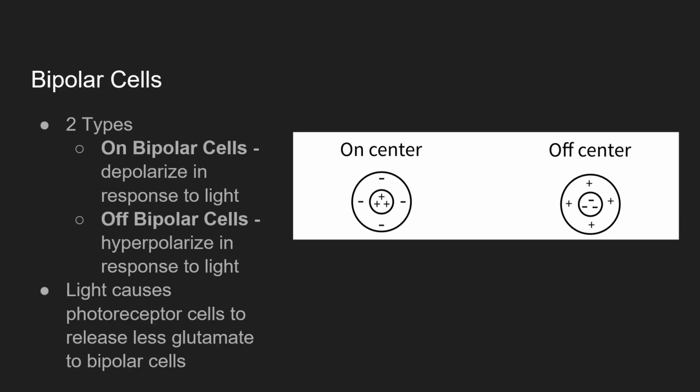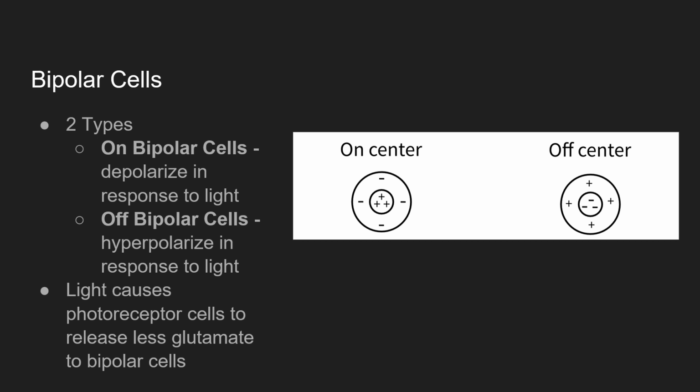So now we're just going to go into a little bit more detail about the different types of bipolar cells. So there are two types, on and off bipolar cells. And the on bipolar cells are going to depolarize in response to light, and then the off bipolar cells are just the opposite, and they're going to hyperpolarize in response to light. And then another little fact, just light causes the photoreceptor cells to release less glutamate to these bipolar cells.